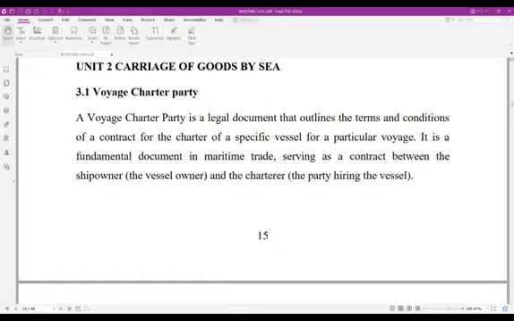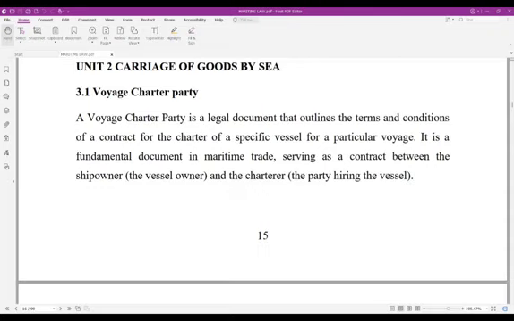Today, we shall commence our discussion from where we stopped. Carriage of goods by sea. The first here is voyage charter party.